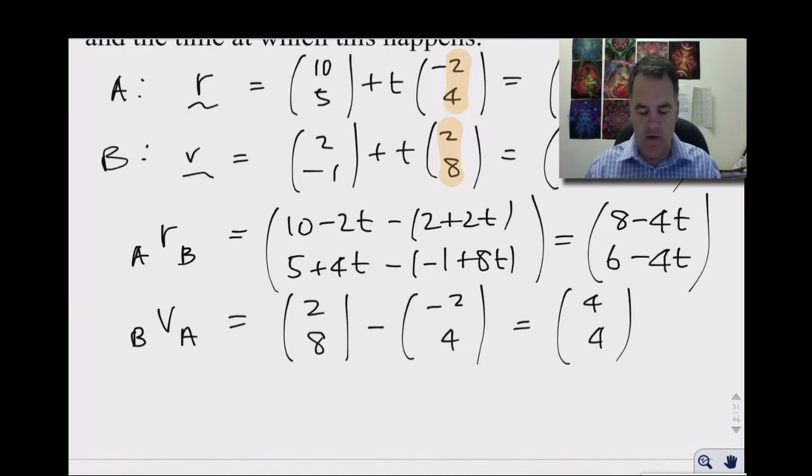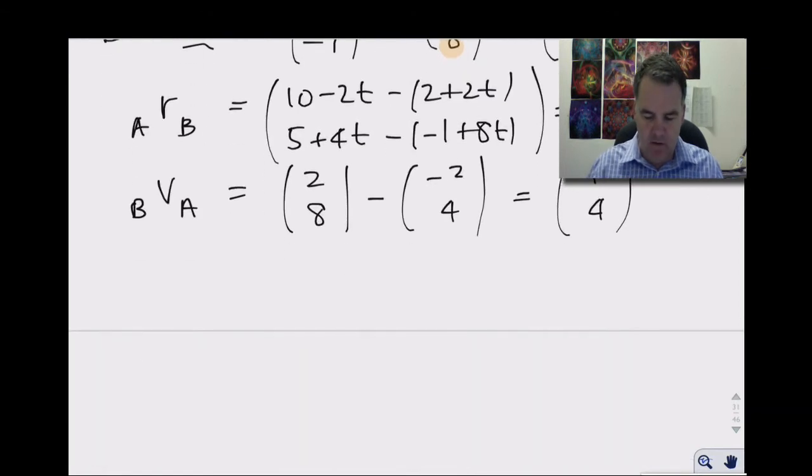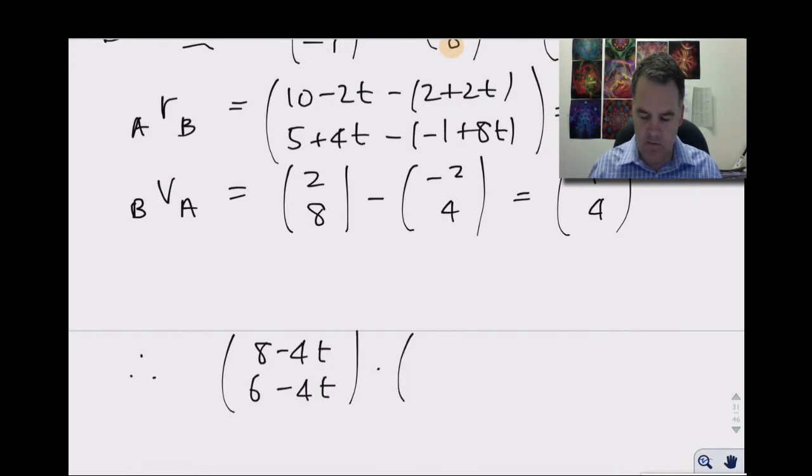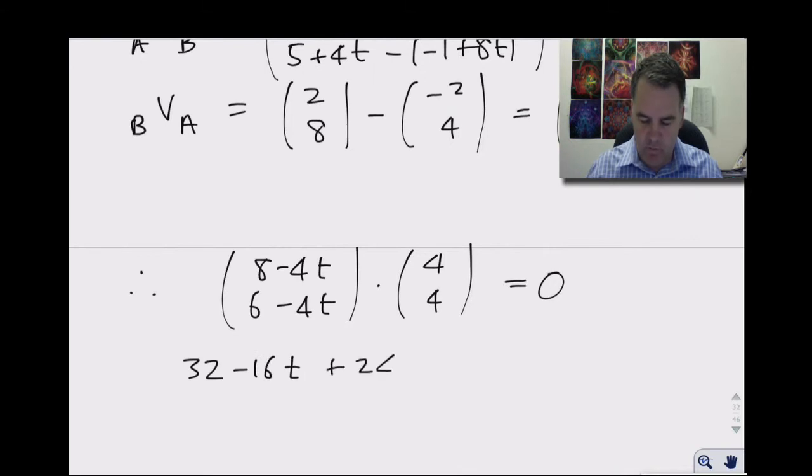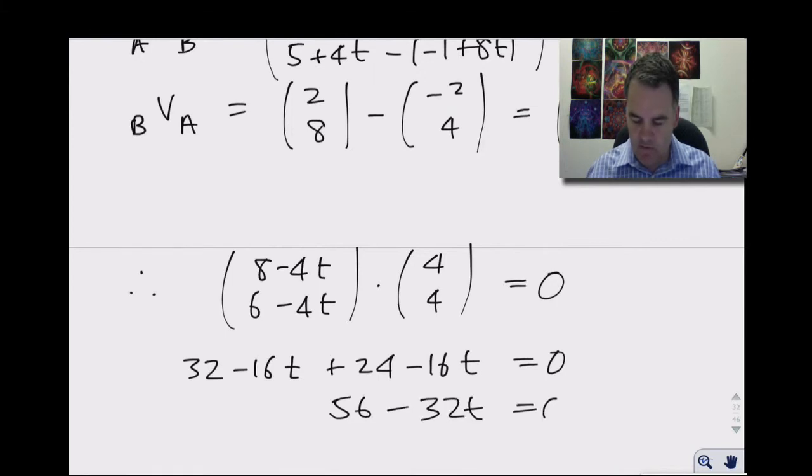If the dot product is equal to 0 there, that's going to be the time when these things miss each other by the shortest amount. So we want (8 minus 4t, 6 minus 4t) dot (4, 4) equal to 0. Cool. Now we just have to find the value of t. So for the top one, 32 minus 16t plus 24 minus 16t is 0. Easy. So we've got 56 minus 32t is 0.